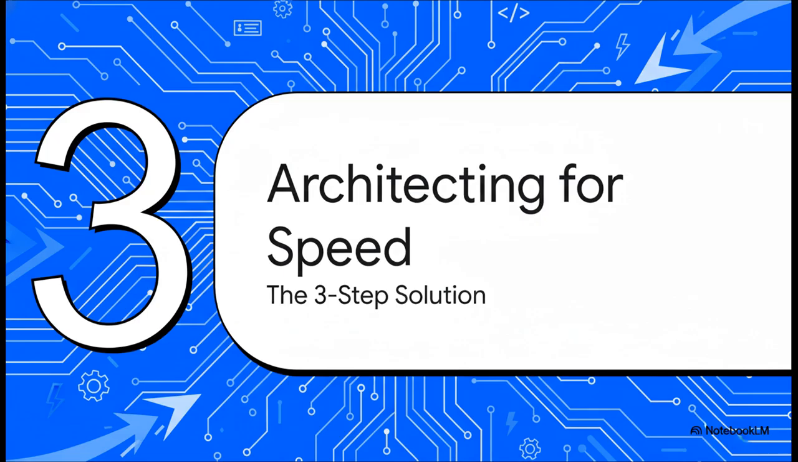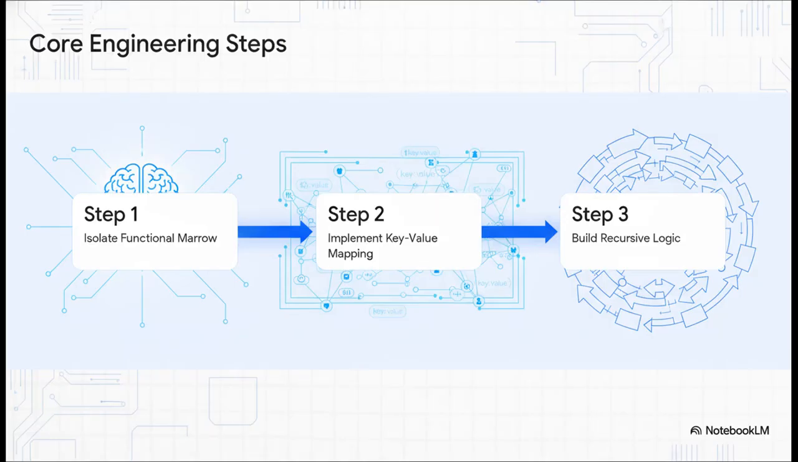Okay, enough about the problem. Let's talk solutions. How do we actually do this? How do we engineer this change? Well, let's get into architecting for speed. It's actually pretty straightforward. It boils down to 3 core steps that any engineer can take. 1. Isolate the functional marrow. 2. Implement key-value mapping. And 3. Build recursive logic blocks. Let's break down each one of these.